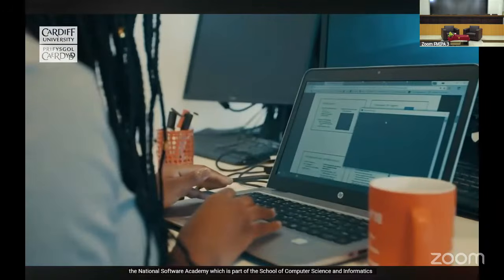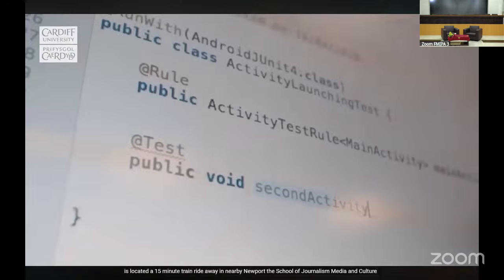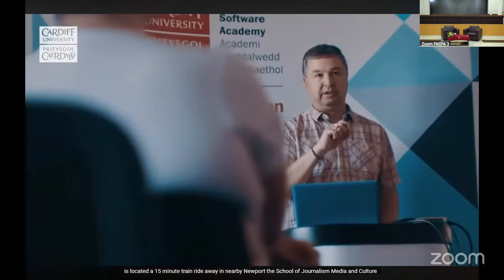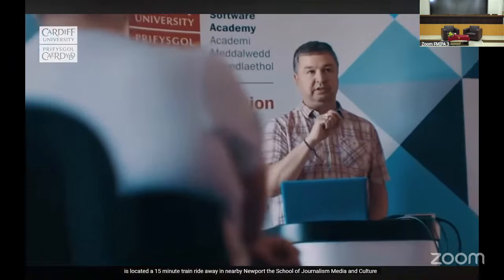The National Software Academy, which is part of the School of Computer Science and Informatics, is located a 15-minute train ride away in nearby Newport.